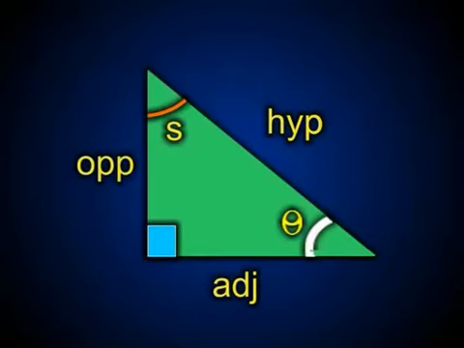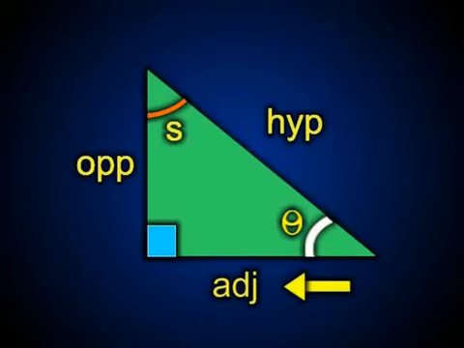So in this triangle that we have now, of theta, the hypotenuse is always the hypotenuse of the right angle triangle, the opposite side is over here, and the adjacent side is over here.